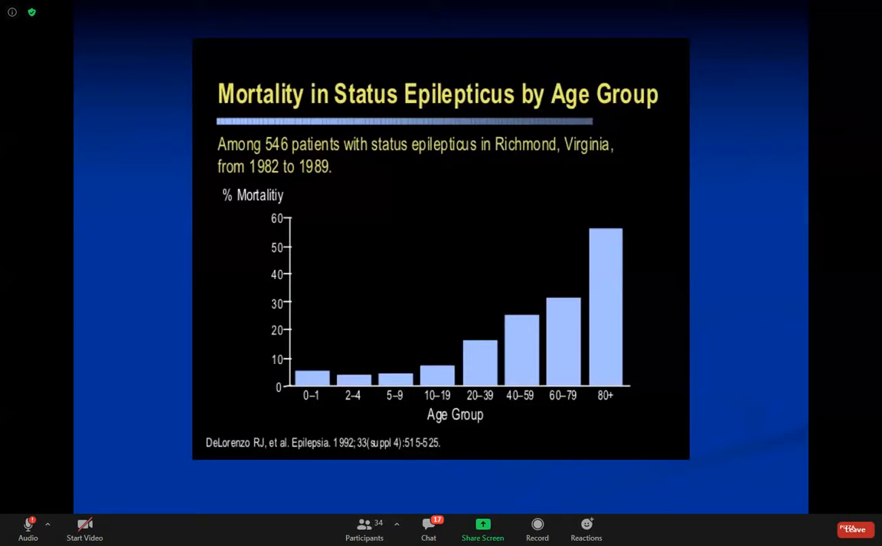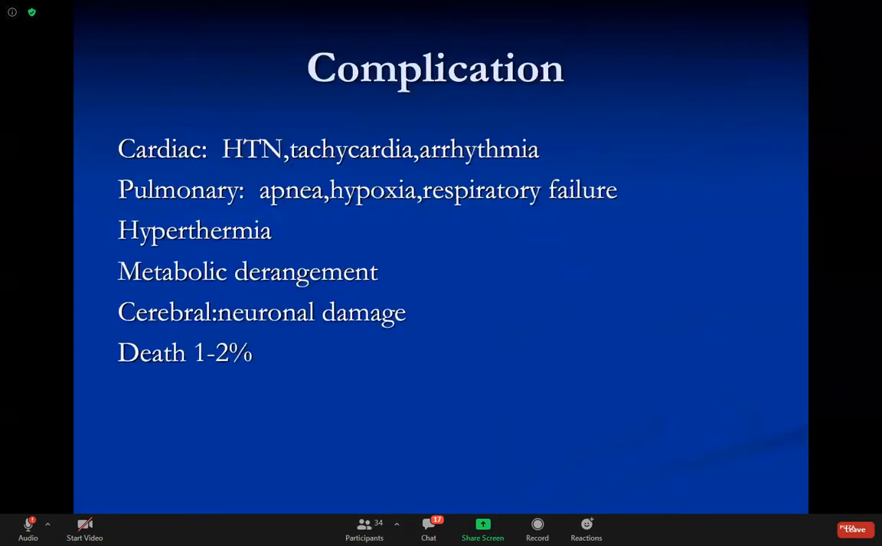The older the person is, the higher the risk of death. So complications of status. With time, there could be tachycardia, arrhythmias, respiratory problems, which is why you want to intubate to protect their airway. Hyperthermia could happen, metabolic derangement, cerebral and neuronal damage after very prolonged seizures, death in about 2%.